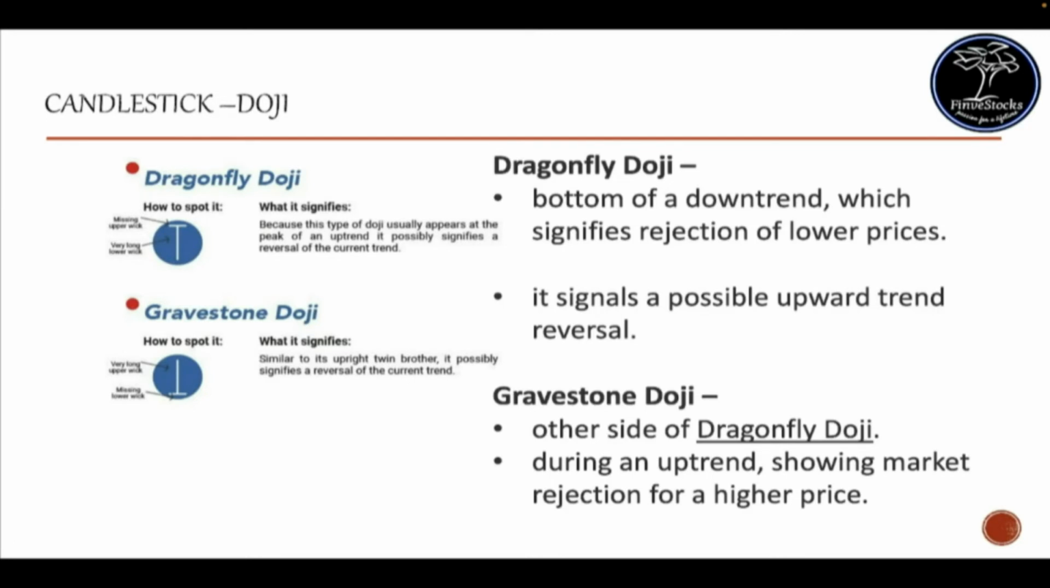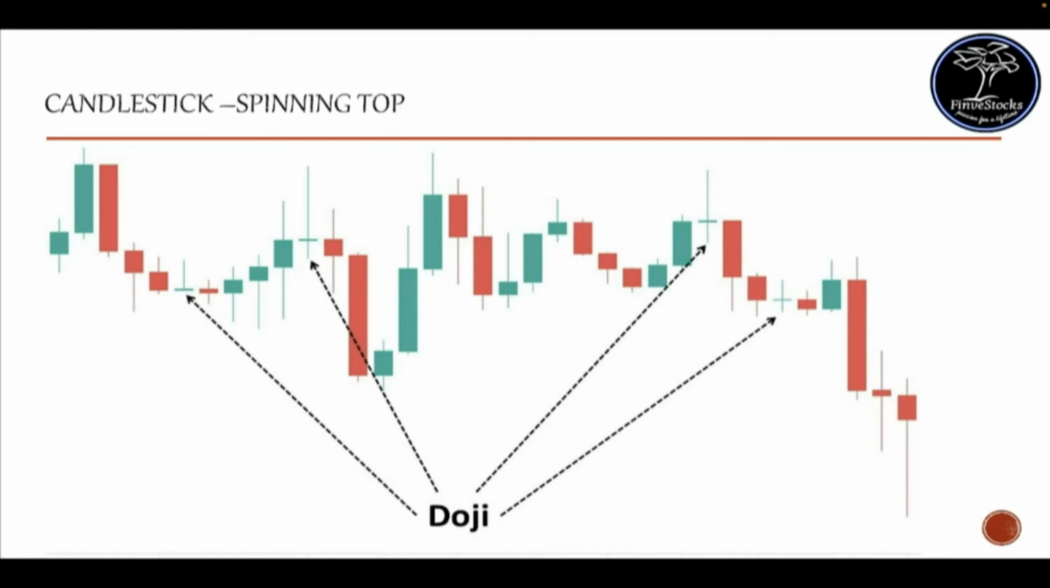Here in this chart we can identify some of the dojis and the trend which followed after that. So it is more important where the doji appears than the appearance of the doji. The location matters.